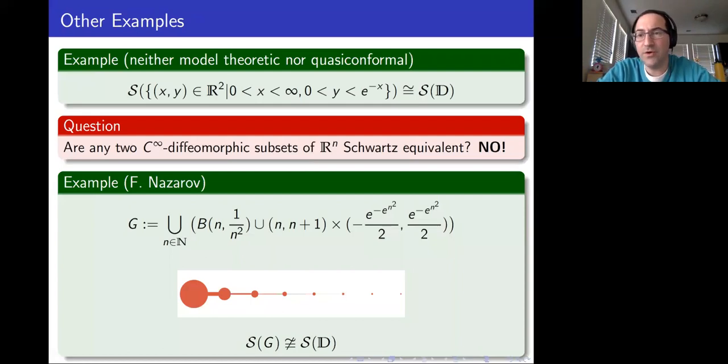Yeah, and the reason I'm showing this Koch snowflake is because, again, this was a candidate for 2 sets that are not Schwartz equivalent, the unit disk and the Koch snowflake. I was sure that they are not Schwartz equivalent, but I'm wrong. Yeah, but I can prove that I'm wrong, right?